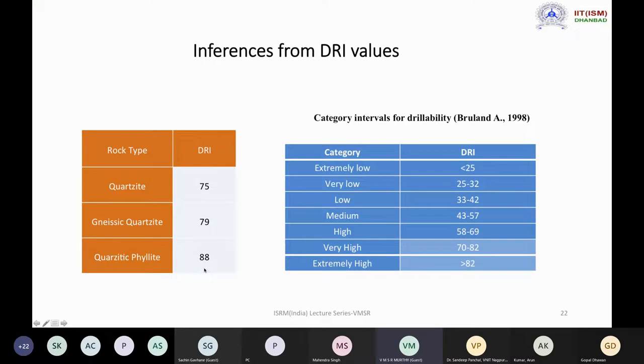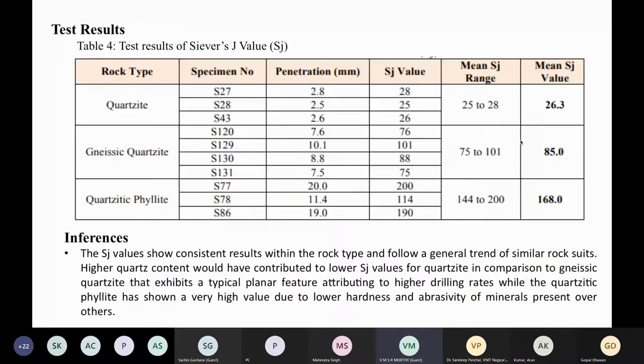You can see the quartzitic phyllite has the highest DRI value, whereas quartzite has a value of 75. Based on the categorization proposed by Brulin, both of them come under a good category. But this needs to be read along with the lower SJ value, as well as the petrography of the rocks that we are dealing with. It's not necessary that a good DRI means you get very good penetration. That's not the case, particularly as you have to look into the mineralogy, and the contribution of the SJ value has to be taken with more weightage.